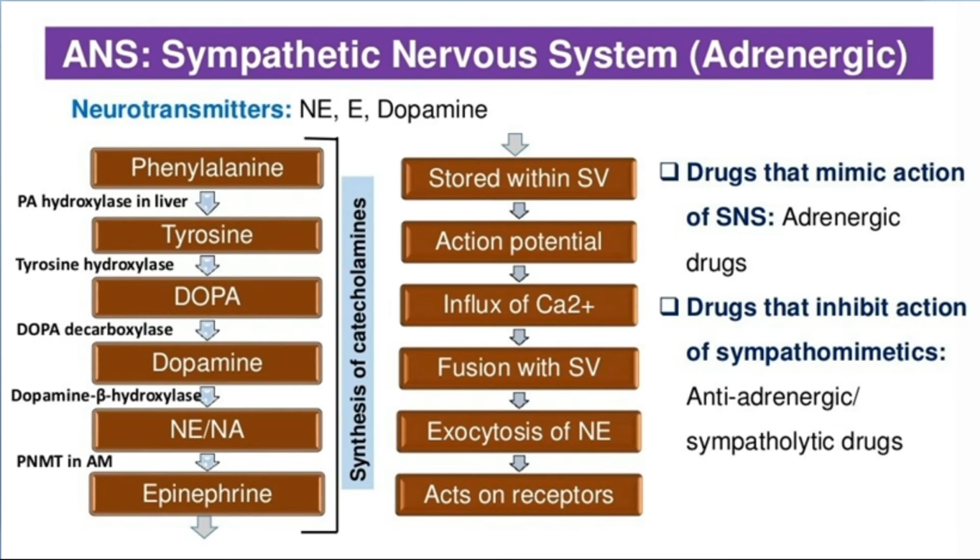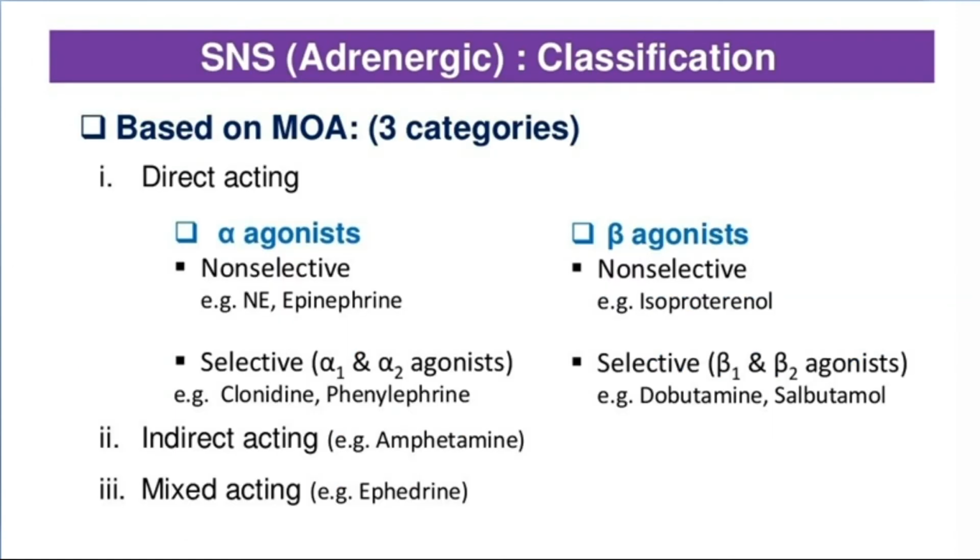Drugs that mimic the action of sympathetic nervous system are known as adrenergic drugs. Drugs that inhibit the action of sympathomimetics are called anti-adrenergic or sympatholytic drugs.